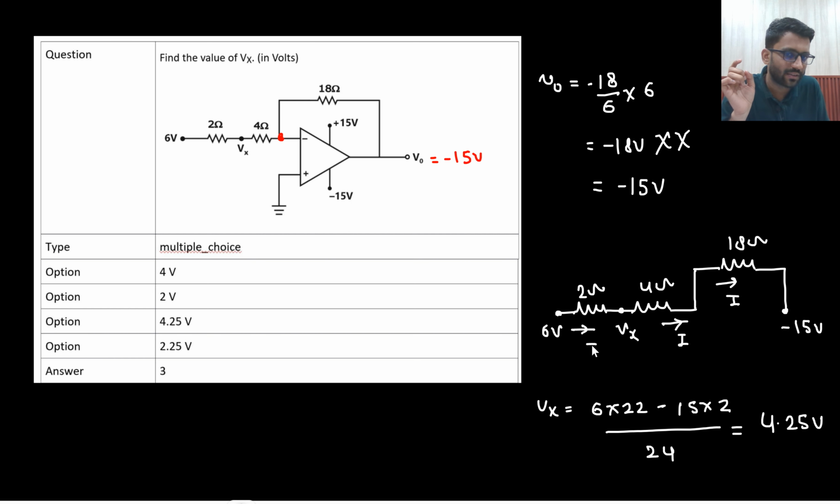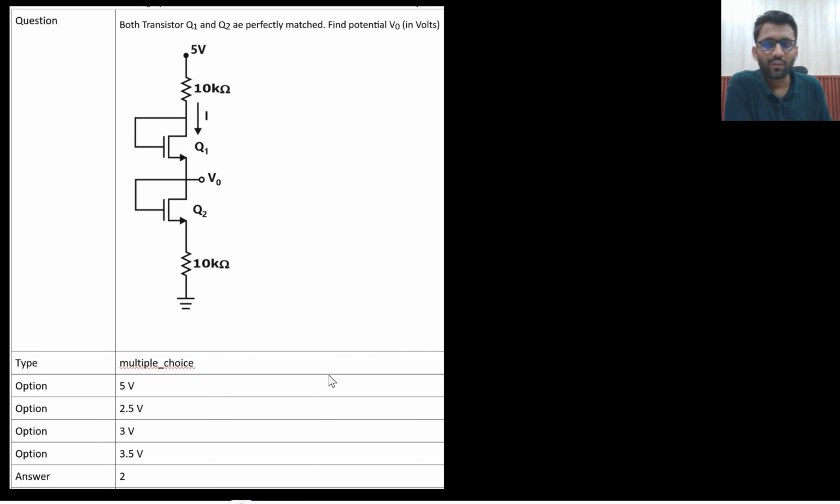Here also there is I current. So simply you can apply V1 into R1 plus V2 into R2 divided by R1 plus R2. So 6 into 22 minus 15 into 2 divided by 24, 4.25 volt. Right? So this is the option. Okay, 4 volt is wrong. Let's see the solution of this one.